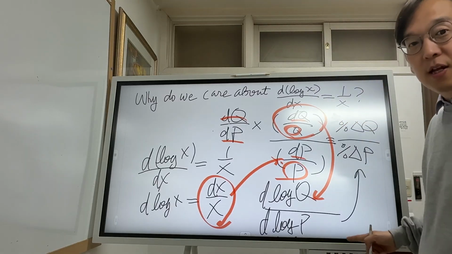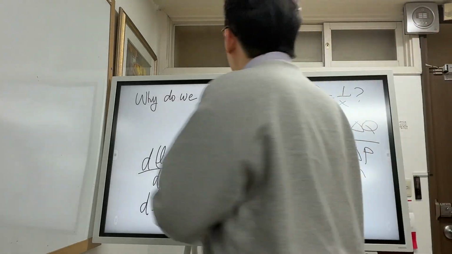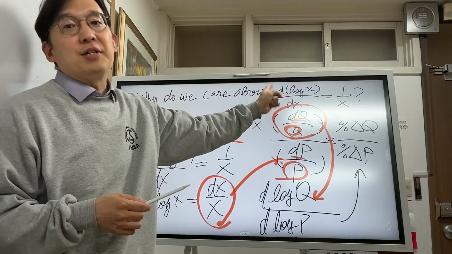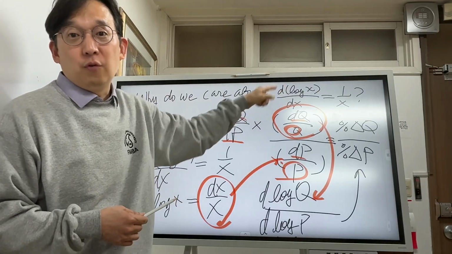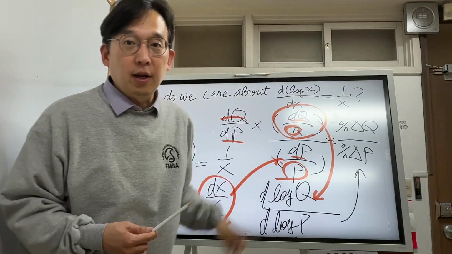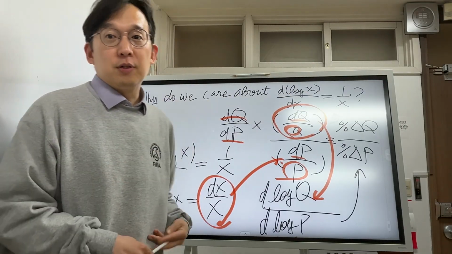In this sense, we have to have some solid understanding about the derivative of log of x being equal to 1 over x. I hope you understand it, like it.